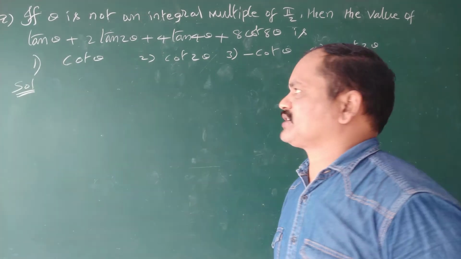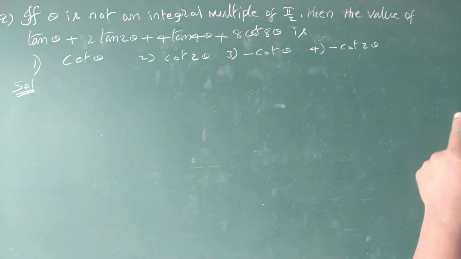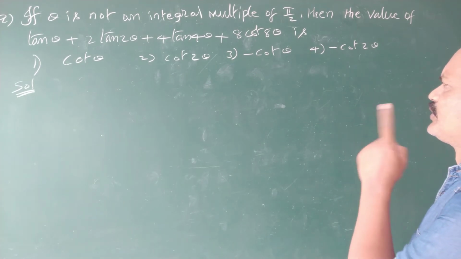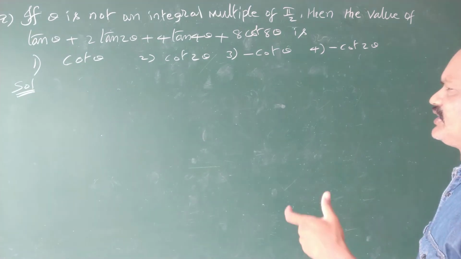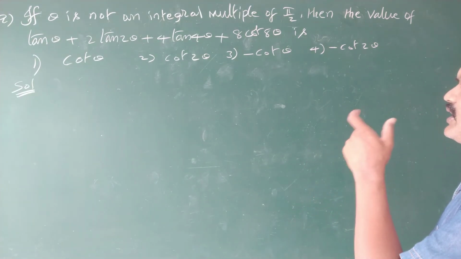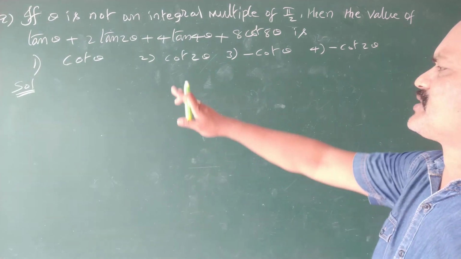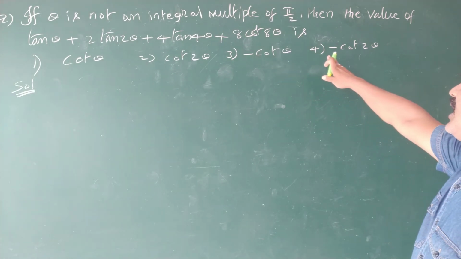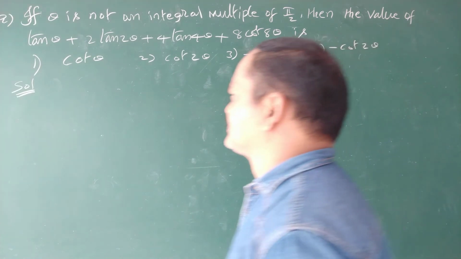Now observe the question. If theta is not an integral multiple of pi by 2, then the value of tan theta plus 2 tan 2 theta plus 4 tan 4 theta plus 8 cot 8 theta is: the first option cot theta, second option cot 2 theta, third option minus cot theta, and fourth option minus cot 2 theta. Now we have to solve this question.